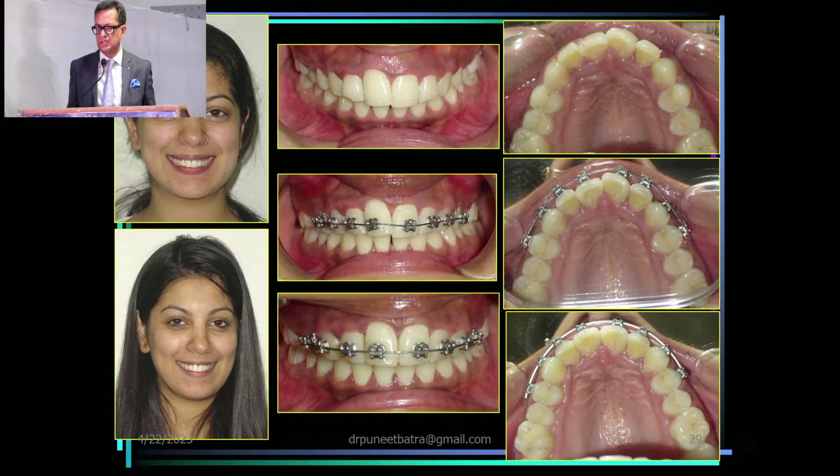So, with self-ligation, with a minimum discrepancy of 5 millimeters, you could get such a beautiful decrowding within a span of 3 to 4 months.